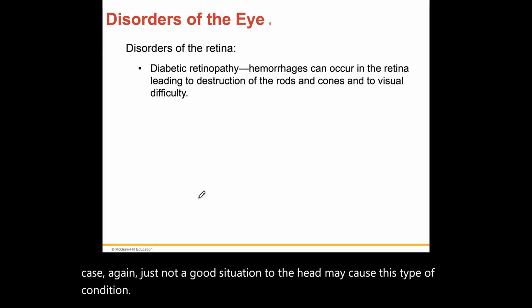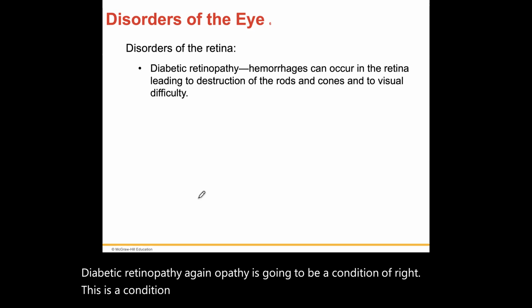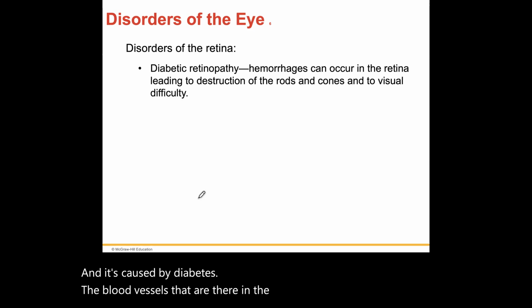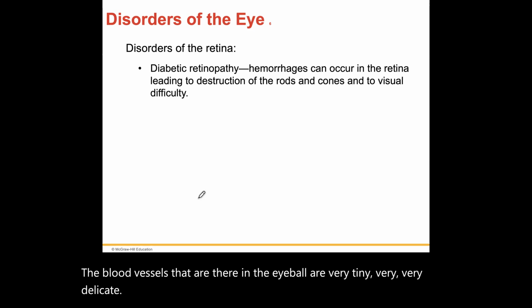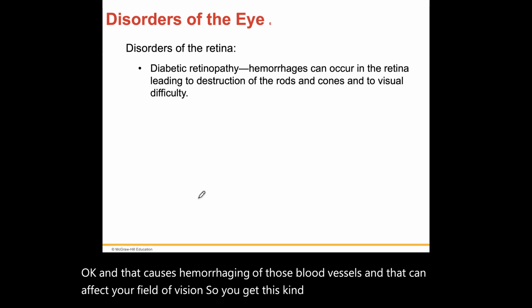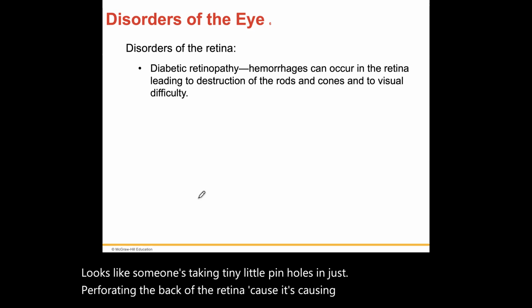Diabetic retinopathy, again, pathy is going to be a condition of. This is a condition referring to the retina, and it's caused by diabetes. The blood vessels in the eyeball are very tiny and very delicate, and that causes hemorrhaging of those blood vessels, which can affect your field of vision. It looks like someone has taken tiny pinholes and perforated the back of the retina because it's causing issues with those photoreceptors.